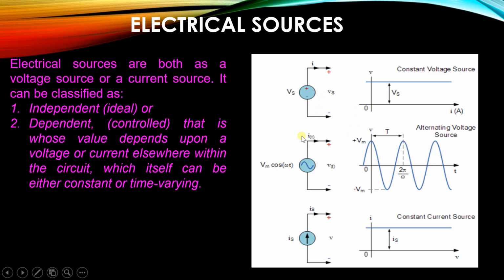The diagram shows the voltage source. This is the DC voltage source, this is AC voltage source, and this is the current source. These are the electrical source diagrams.